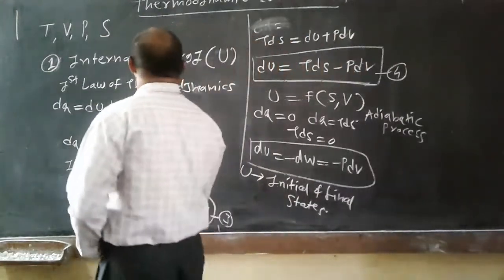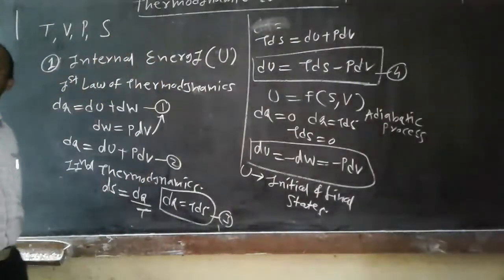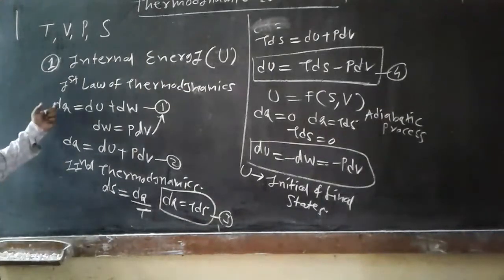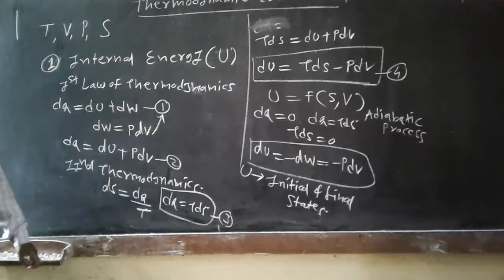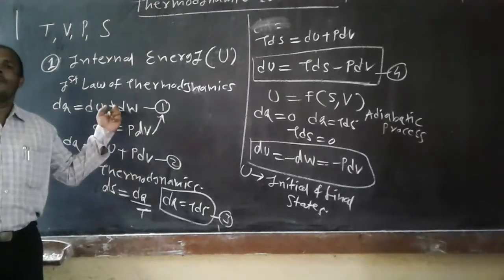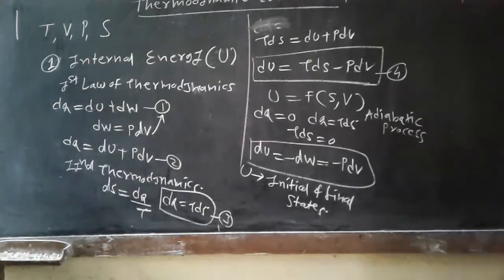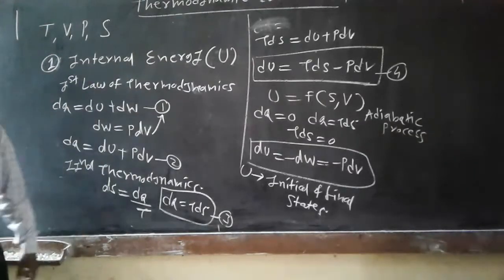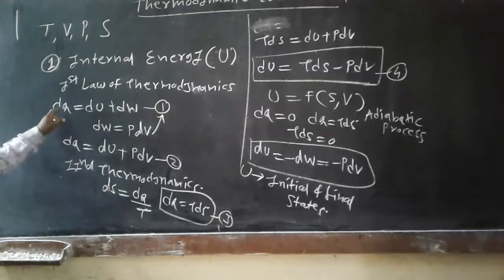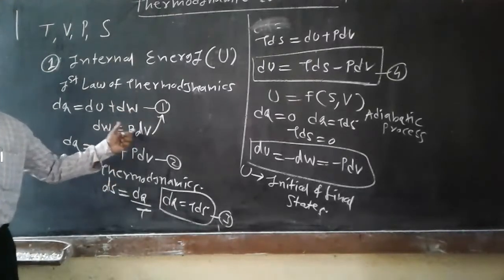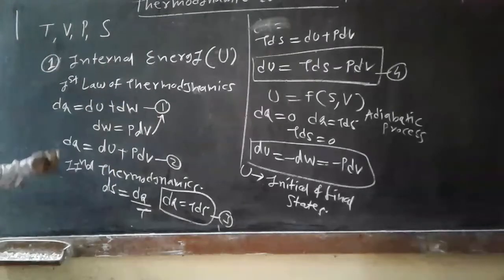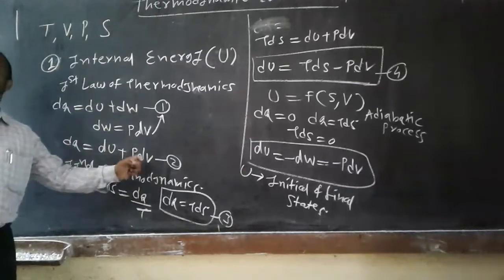And according to first law of thermodynamics, we can write amount of heat supplied to the system, that is dQ, is equal to sum of internal energy, change in internal energy dU, and work done during expansion. So using first law of thermodynamics, we get equation 1, dQ is equal to dU plus dW. We know that value of dW, work done during the expansion, is PdV. Put this value, equation 1 becomes dQ is equal to dU plus PdV.